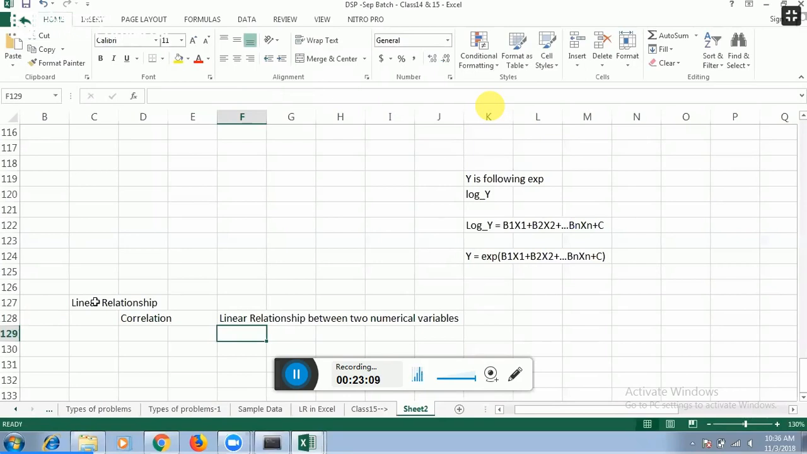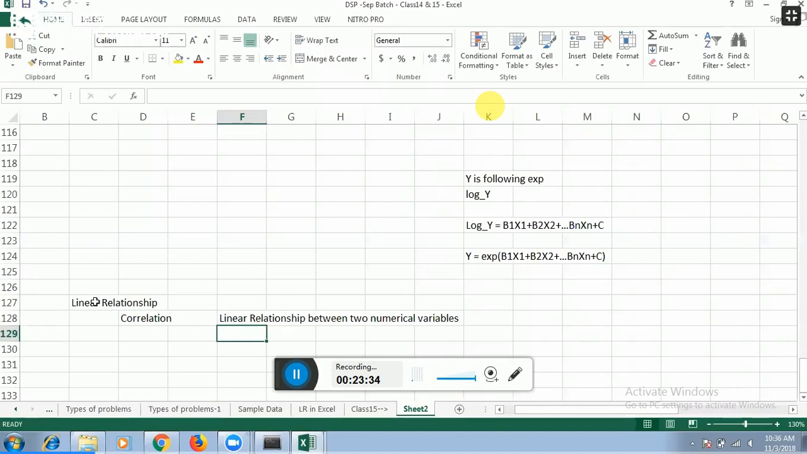If the correlation is close to zero, what does that mean? There is no linear relationship. That doesn't mean that there is no relationship. You may have some kind of non-linear relationship, but the correlation coefficient will not capture the non-linear relationship between two variables. The correlation coefficient always tells me about a linear relationship.